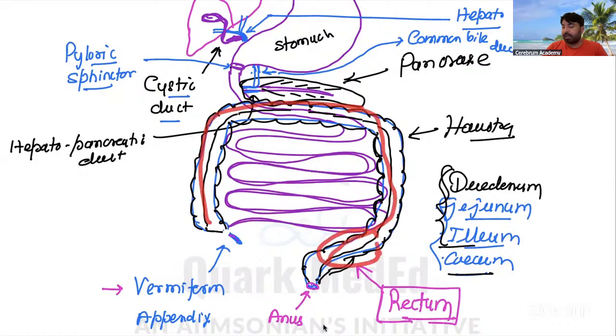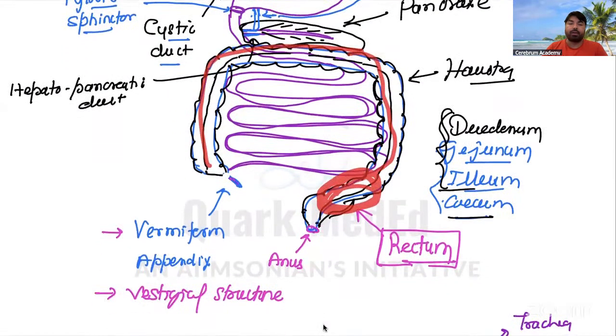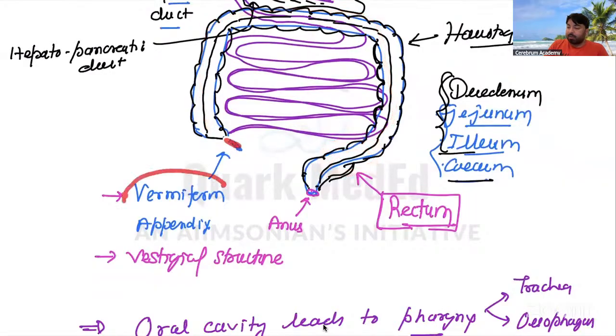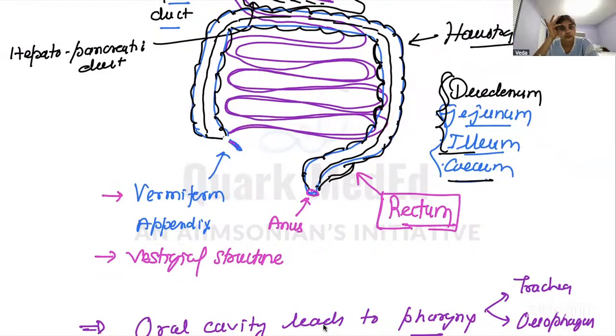This part is the rectum. The rectum stores the fecal matter. And this is the vermiform appendix, or just appendix, we can call it. Our ancestors were herbivores, and in some mammals also, this is there. But in our body, this appendix is non-functional. We call it a vestigial structure. It is just a finger-like projection here.